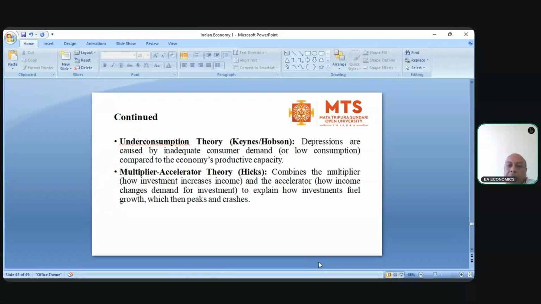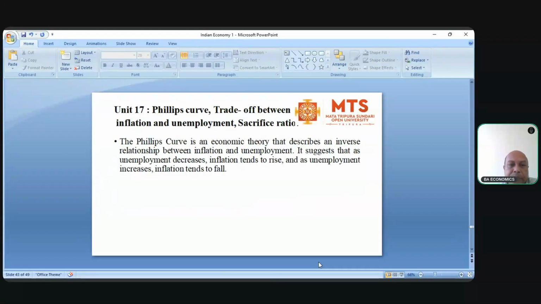So the economy's upswings and downswings, or the peak or crash of the economy, basically happen because of the multiplier and accelerator effect. When the multiplier effect is positive, or when there is a good multiplier effect, then the economy will go upward. And when the multiplier effect declines day by day, then the economy may go downward. So upswings and downswings of the economy basically happen because of the multiplier and accelerator effect. And this theory was introduced by Hicks.